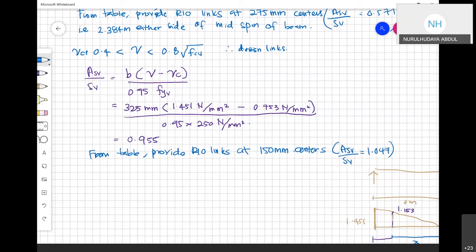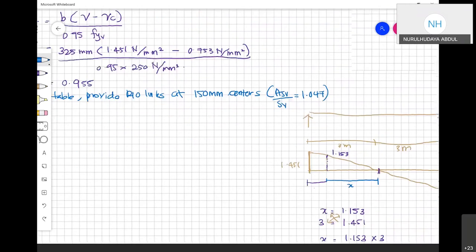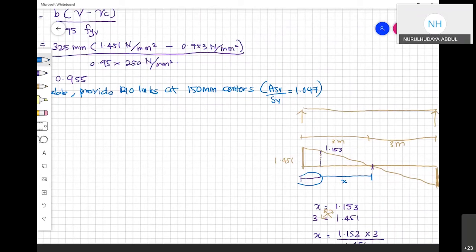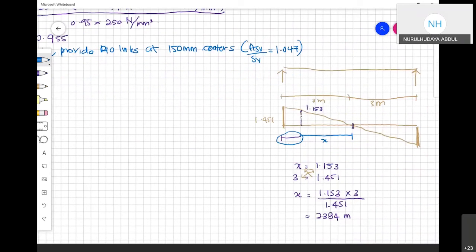Okay. So kat mana kita nak provide this R10 link 150 center ni? Kat mana jarak sampai 150 je? So kalau you perasan pun ni 150, nominal pun 275 je. So berjarak-jarak lebih besar, this one lebih rapat lah. Okay, so kat mana? So maksudnya sekarang kat mana? Kat balance ni lah. Okay, we know that panjang X ni adalah 2.384.